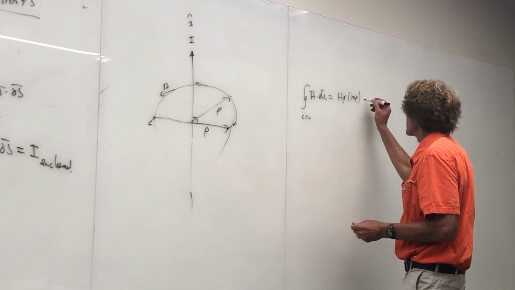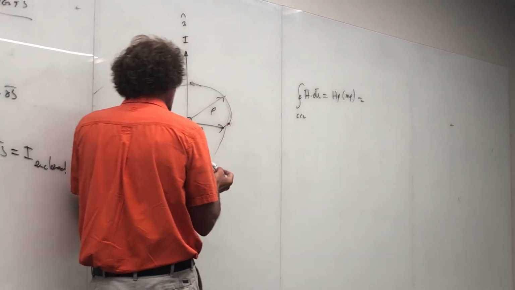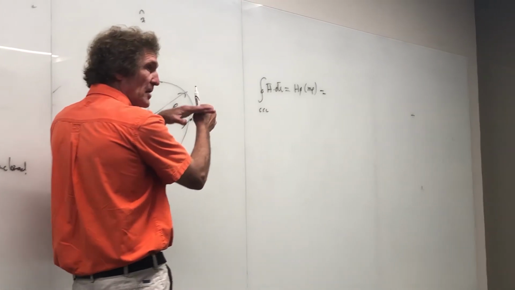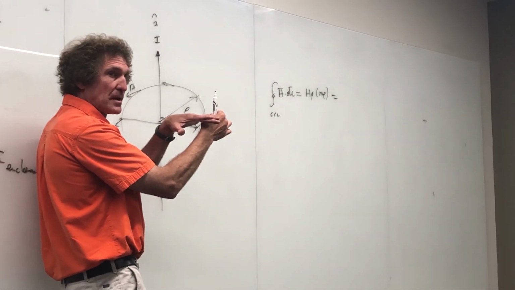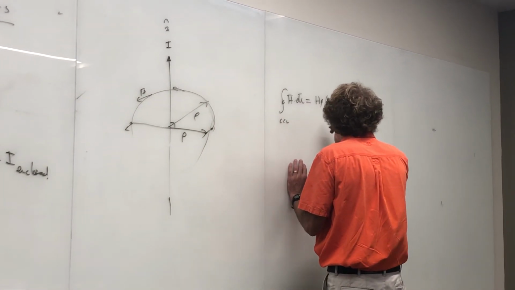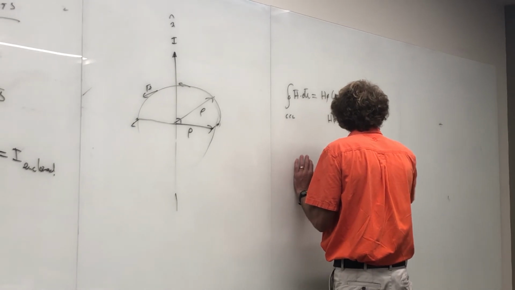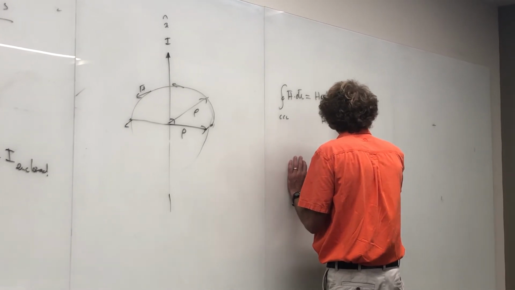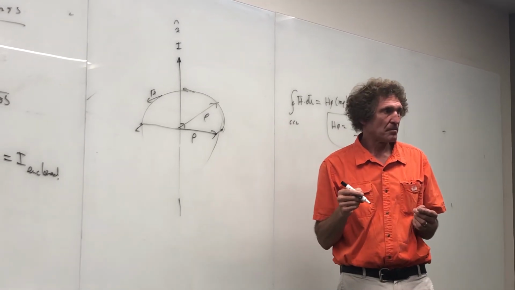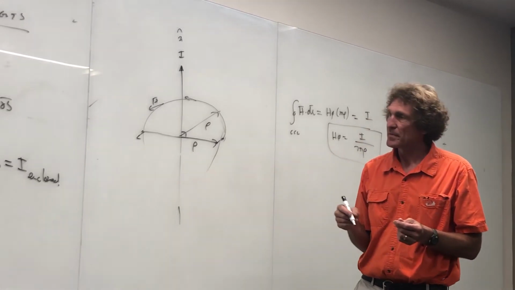Now that's equal to all the current that is penetrating that surface. Can you all see how this surface is like a planar surface in the XY plane, and the current is penetrating it normally? You all see that? So that's equal to I. And that means H phi is equal to I over 2 pi rho. And that is a simple application of Ampere's law. You all see that?